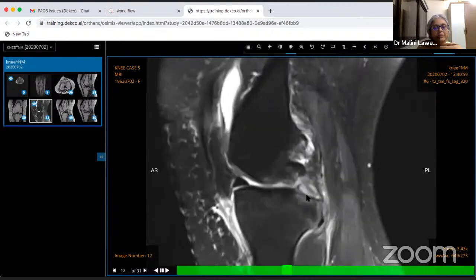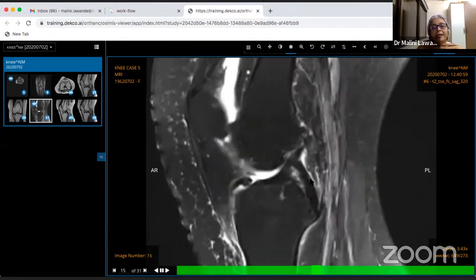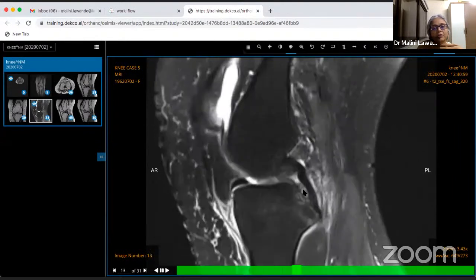I don't see any medial meniscus. That makes me think of a root tear. Again, we'll come to the coronal images to confirm. Anterior cruciate ligament looks intact. Posterior cruciate ligament looks intact.